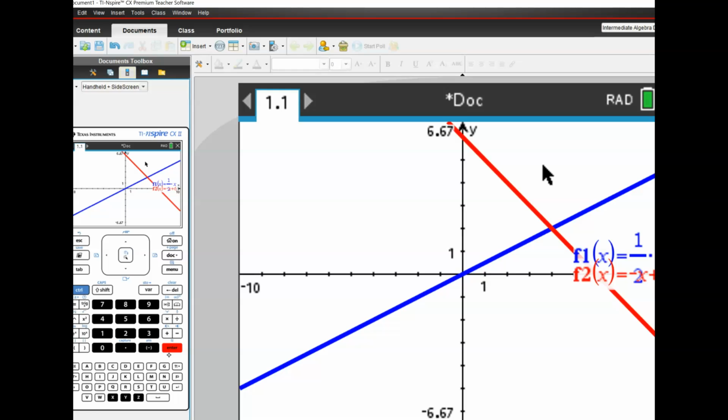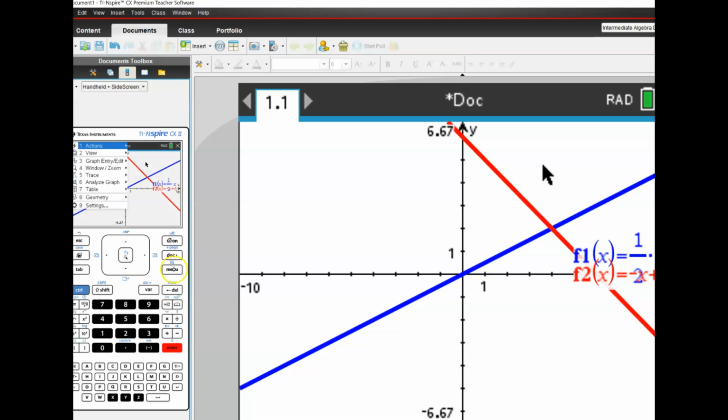Negative x plus 6. Cool. Anyone else not have both of them? Okay. So now that we have that, how do I find the intersection?